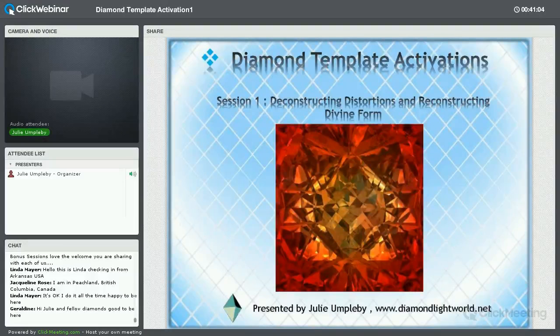Understanding the diamond and the way that the diamond moves light through its facets, it became very understandable to me much later on as to why I had been drawn to working with color. So I will give you a couple of color insights also through the journey that we take together.